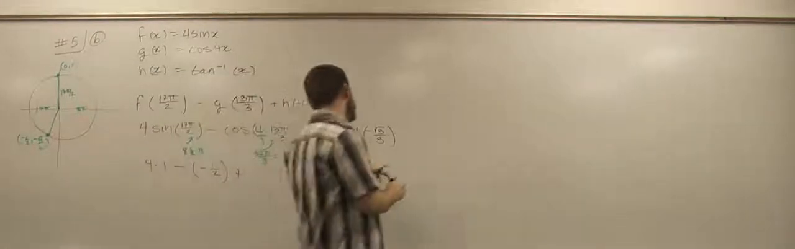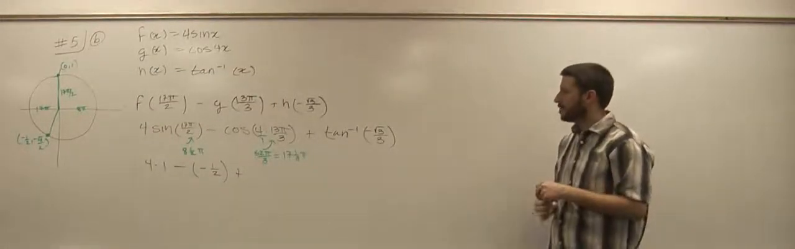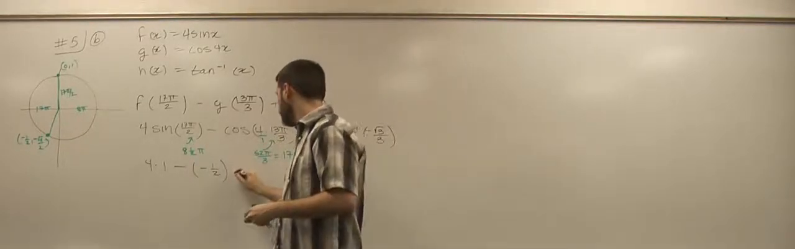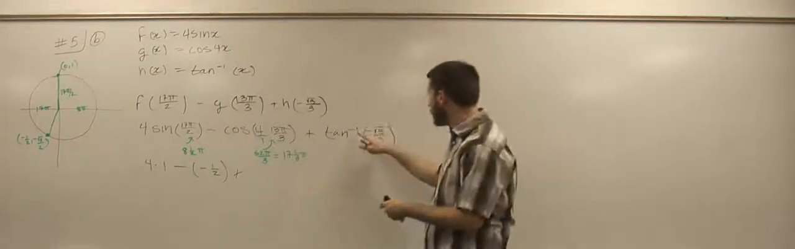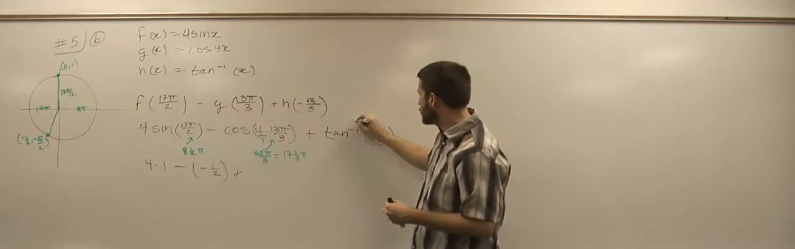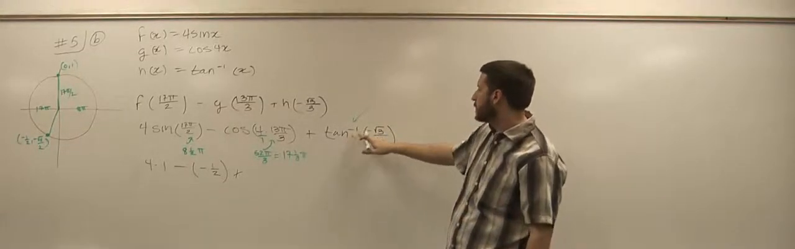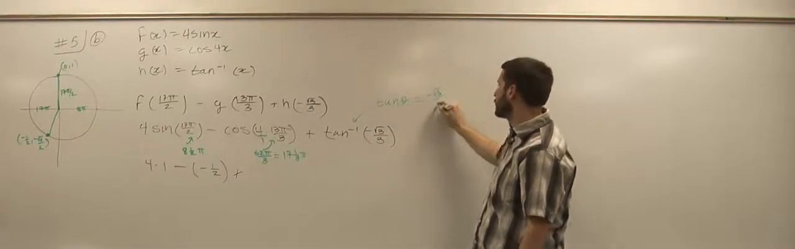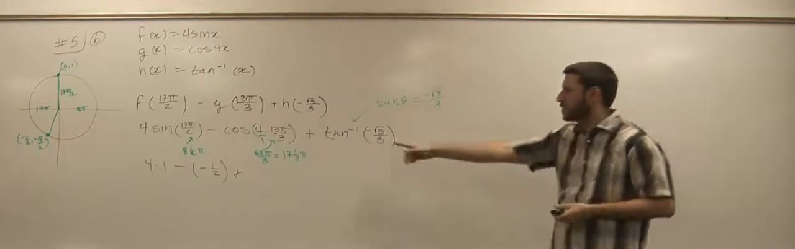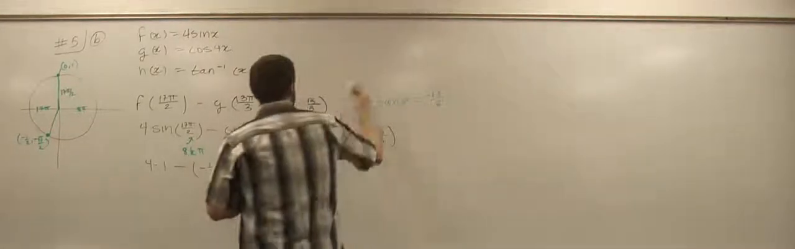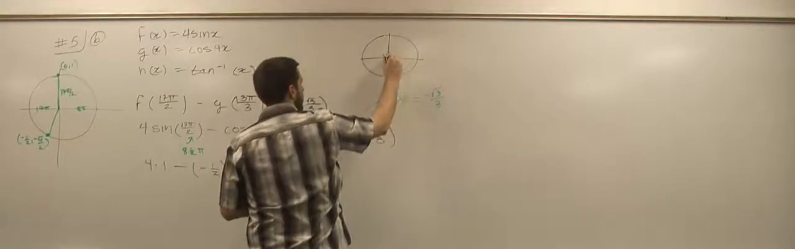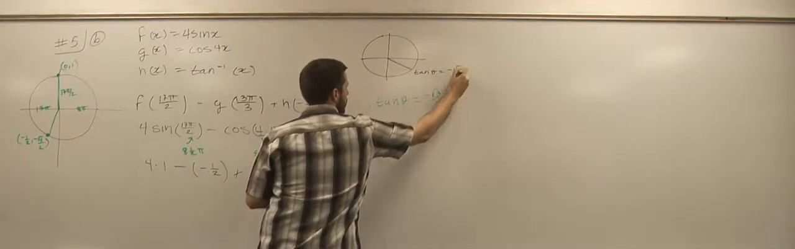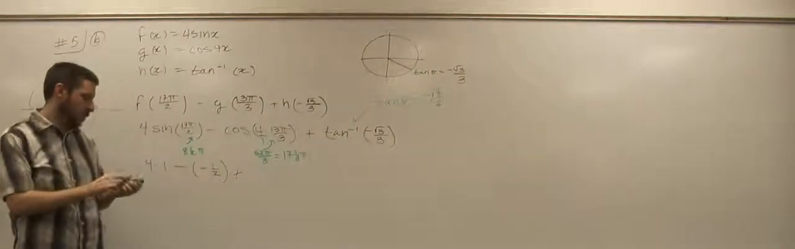And finally, tangent inverse of negative root 3 over 3. How do you do that? So tangent inverse, every inverse function is asking a similar, related question. In order to do tangent inverse of negative root 3 over 3, you have to figure out where tangent of theta equals negative root 3 over 3. So you're working backward when you have an inverse function. You're given a tangent value of negative root 3 over 3, and you have to figure out the corresponding angle that got you there.